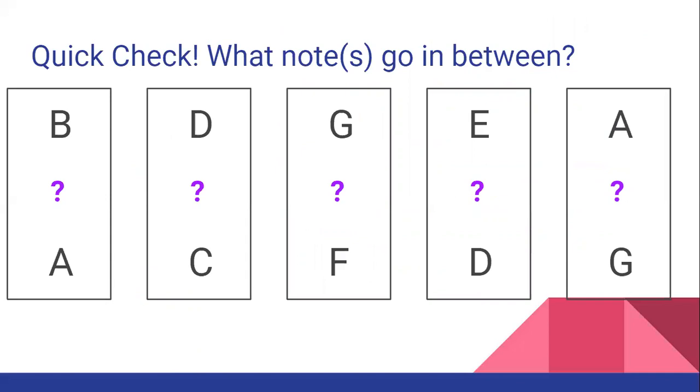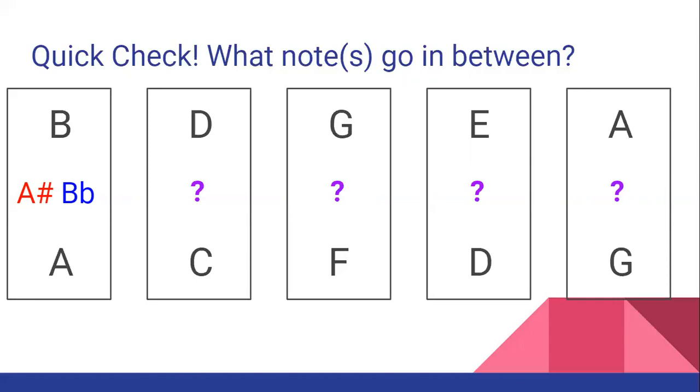Let's check to make sure that what we've done so far is sticking in your head. Look on the left side. What is the note that comes between A and B? It has to be a half step higher than A, a half step lower than B in order for it to fit in between there. There are two possible answers. You could have said either A sharp or B flat.